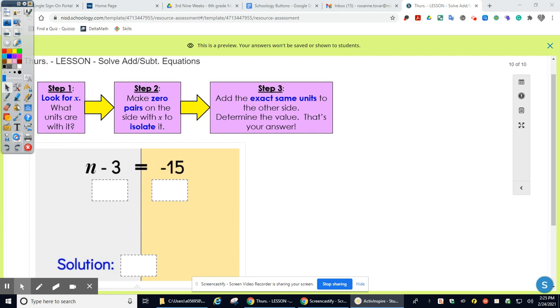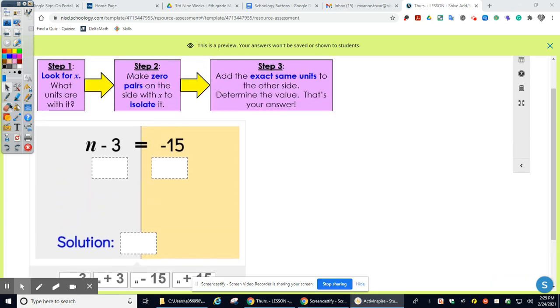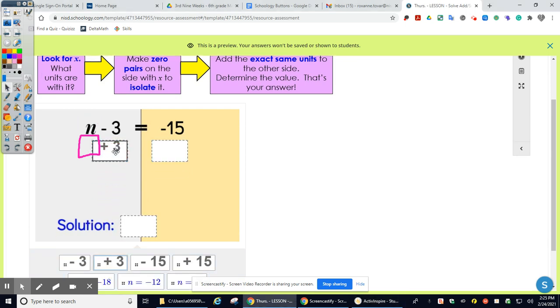All right, last one. Again, we're going to locate that variable, that letter, because this is what wants to be alone. Who needs to get lost? Negative 3 needs to get lost, right? So the opposite of a negative 3 is a positive 3. So if we add 3 to this side, we now have to add 3 to this side. Remember, a negative and a positive of the same number cancel each other out, which is exactly what we wanted because n wants to be alone.